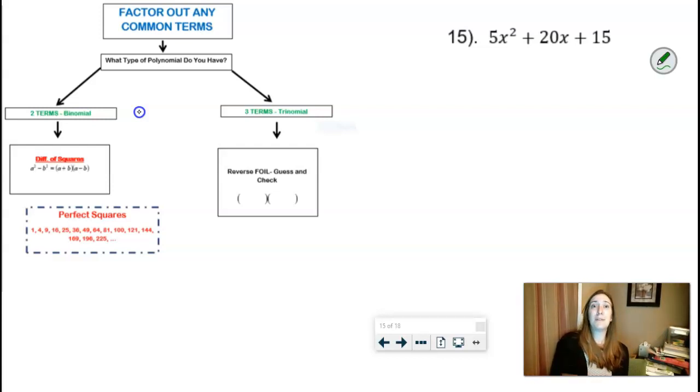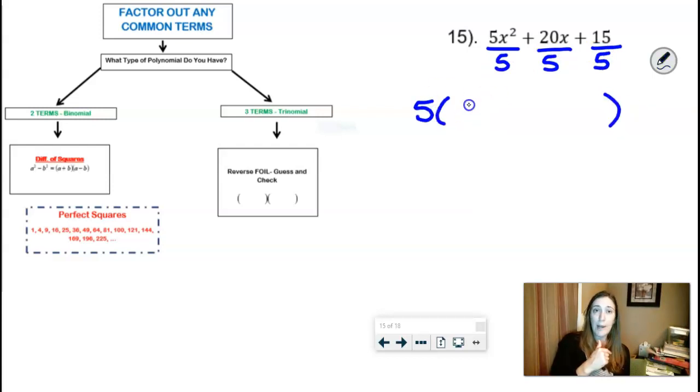Like right now, I'd be like, oh, no, it's one of the hard ones. No, because look at the question. You've got a 5, a 20, and a 15. All of those have a common factor of 5. So you can actually, just like we did on the first few questions, take out the common factor of 5, and you get a brand new trinomial. You have an x squared plus a 4x plus a 3.